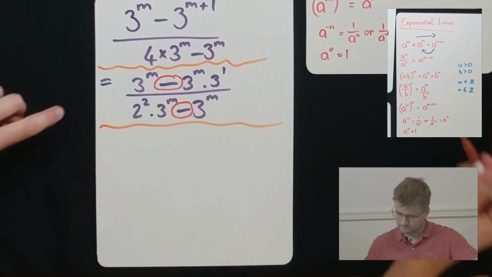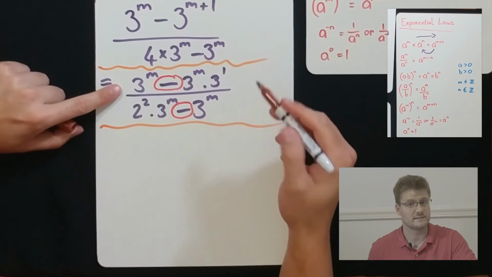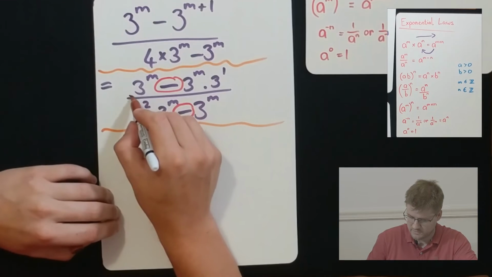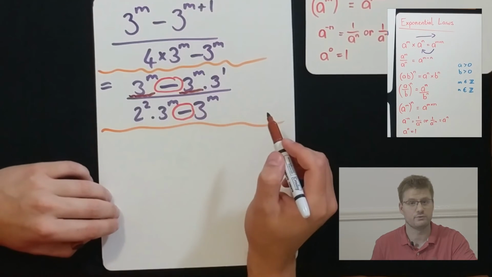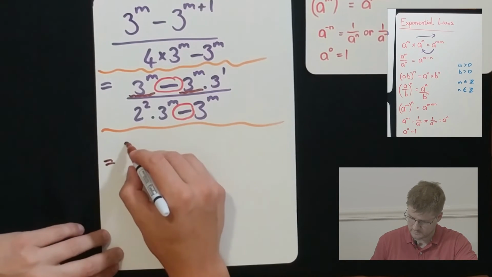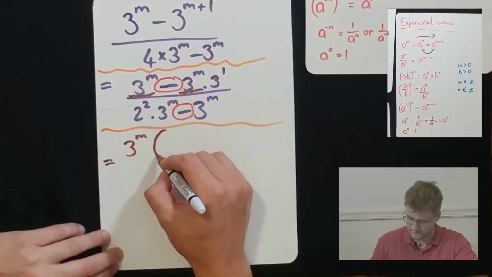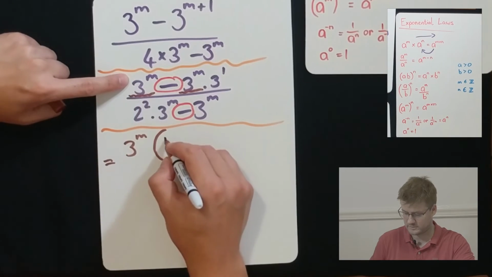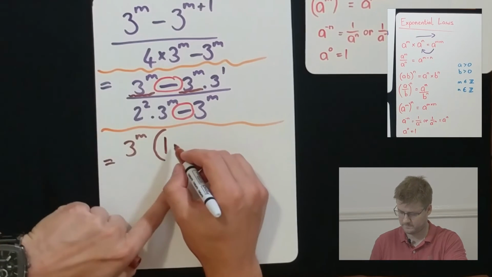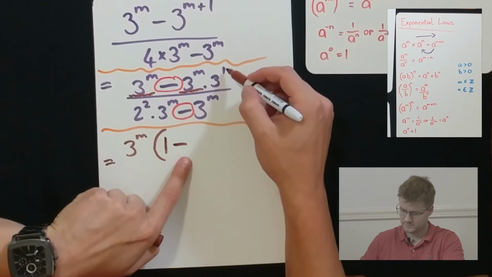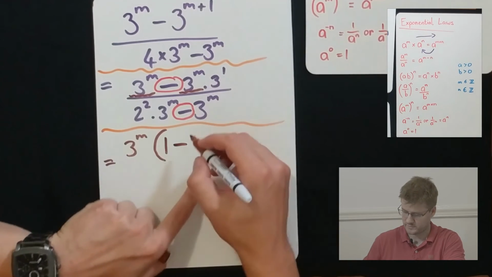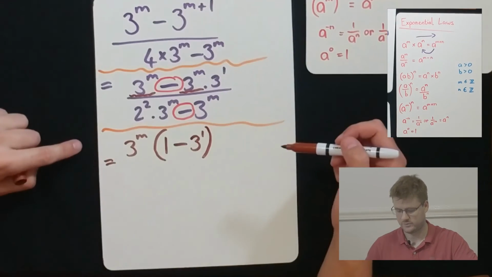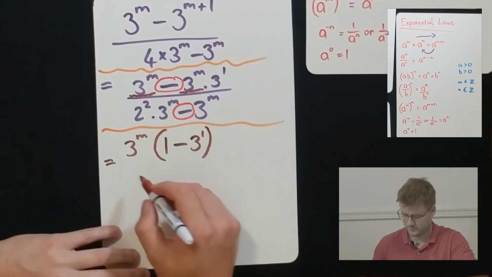So, in our numerator, we see that between those two terms, the common factor is going to be this 3 to the power of m over there. So in our numerator, I'm going to take 3 to the m out of the bracket. And here we are left with 1, because there's nothing else multiplied with the 3 to the m, minus, here we are left with 3 to the power of 1. Taking that 3 to the m out, that's what we have in our numerator.